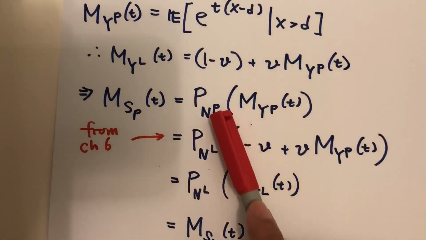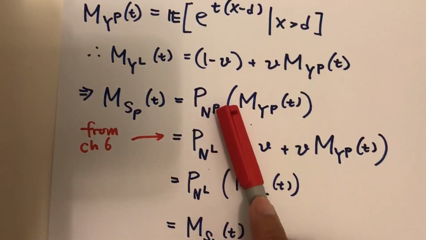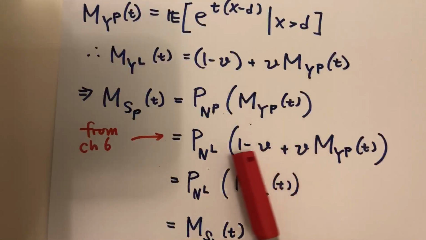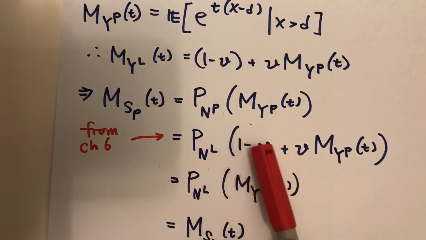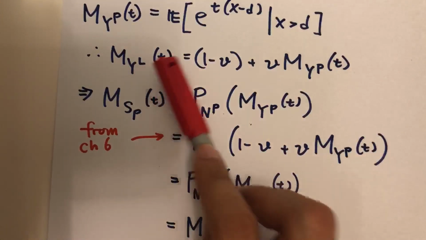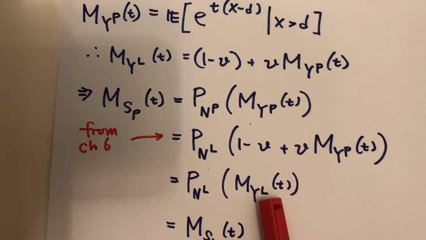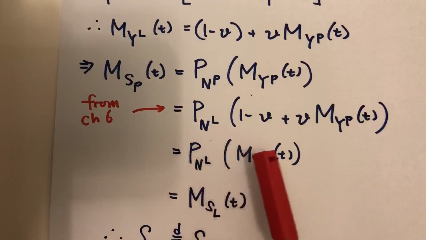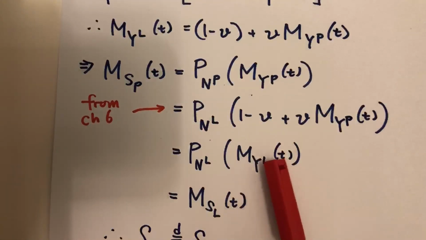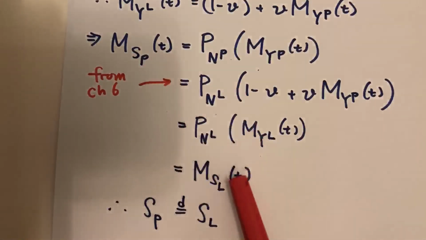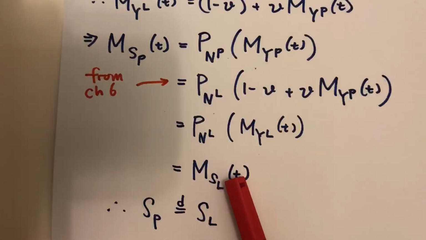Okay, and in chapter 6, we know that the PGF of N^P is related to the PGF of N^L through this relationship. Okay, and then we can see that this 1 - v plus v times the MGF of Y^P is exactly here, which is the MGF of Y^L. So we replace this by the MGF of Y^L. But then by the same formula, this PGF of N^L evaluated at the MGF of Y^L is just the MGF of S^L. Therefore, the two variables S^P and S^L have the same MGF, and therefore they have the same distribution.